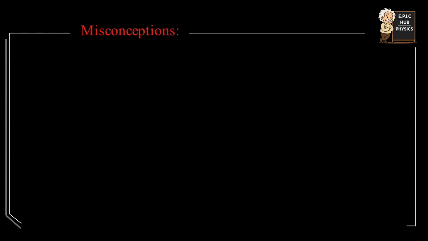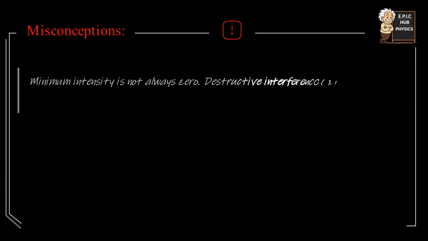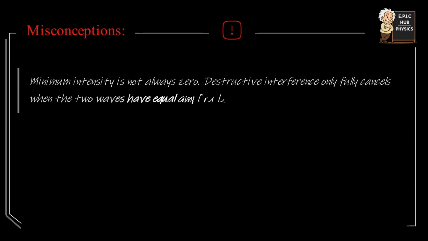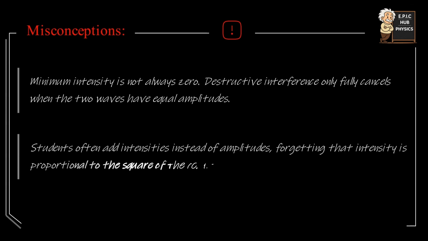Before we conclude, let's consider some areas of possible misconceptions. First, minimum intensity is not always zero, as some students may imagine. Destructive interference only fully cancels out the waves when the two waves have equal magnitudes. Also, students might add intensities instead of amplitudes, forgetting that intensity is proportional to the square of the resultant amplitude.